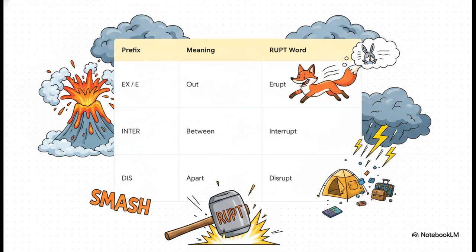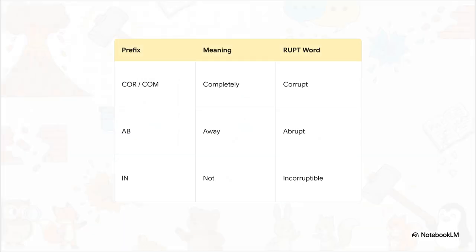Inter means between. Combine it with rupt and you get interrupt, breaking between. Exactly like that fox breaking right into the middle of the rabbit's conversation. And then dis means apart, which gives us disrupt, like a huge storm breaking apart your weekend travel plans. Let's look at a few more of these.